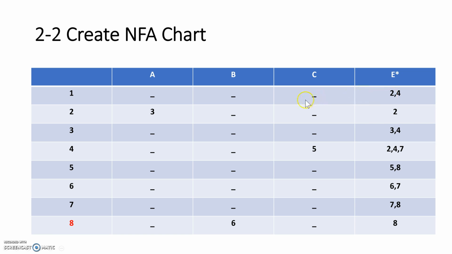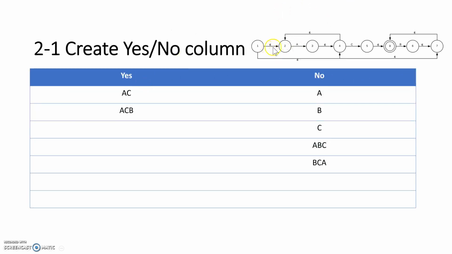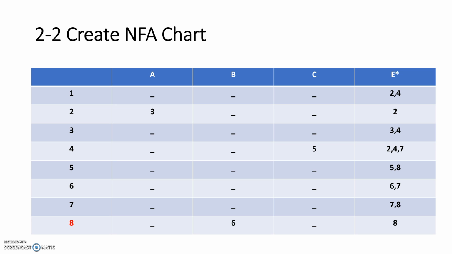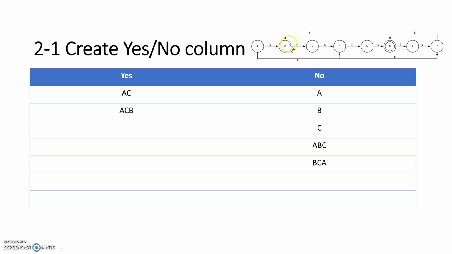So for state 1, just check this diagram, because no epsilon goes into state 1. So for state 1, there's always 0 epsilon, so we can stay where we are. For example, if we're in state 1, then we can go to 2 or 4. Just check this one. We can go to 2 or we can go to 4 under the epsilon, right?